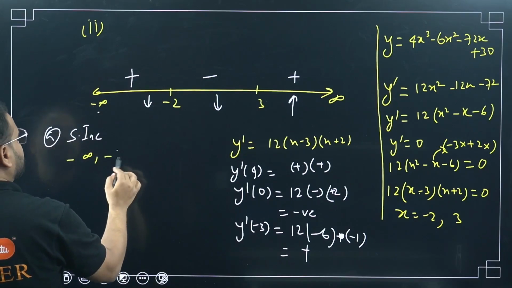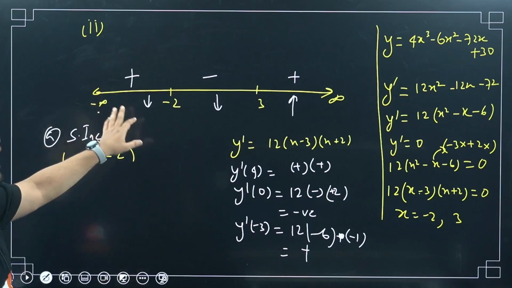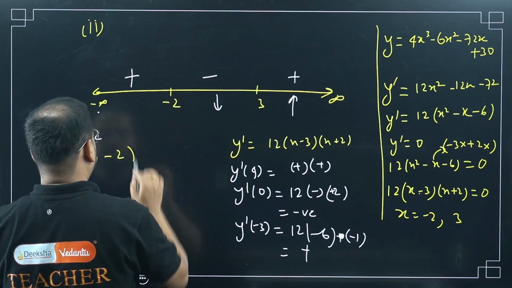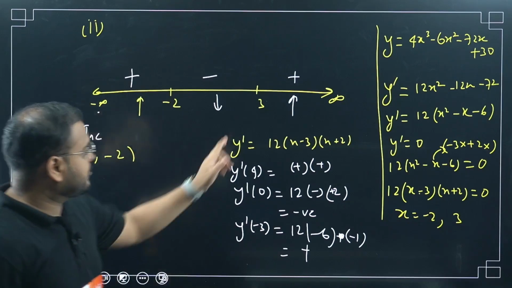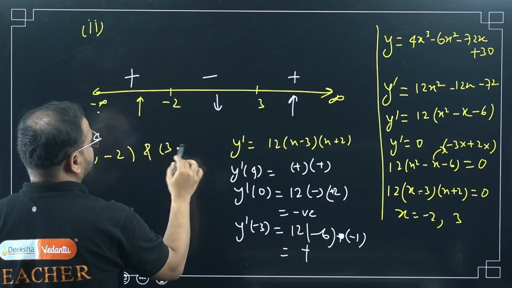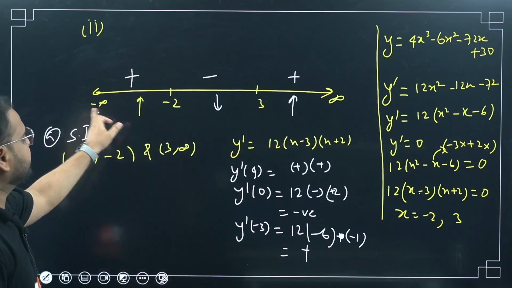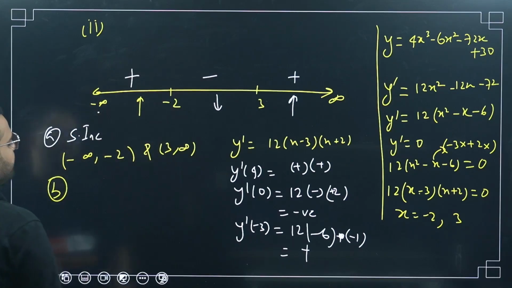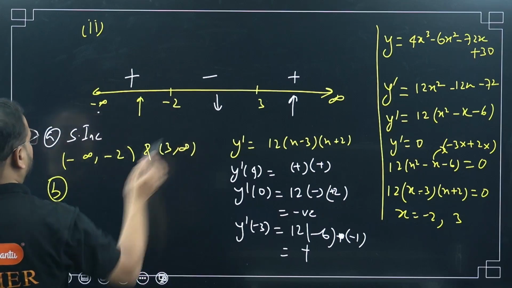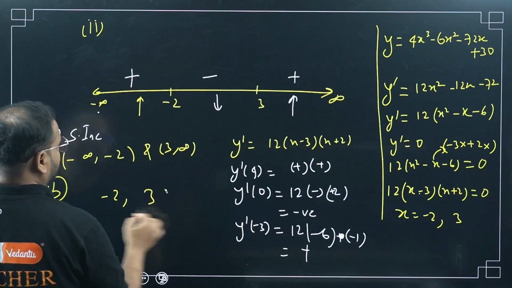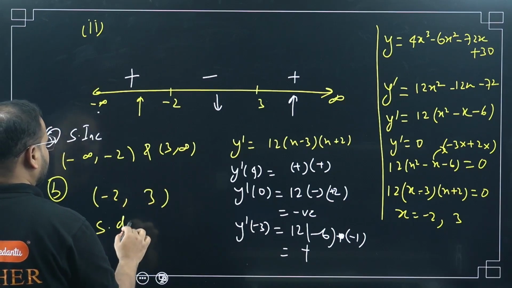This from minus 2. Okay. See here. Strictly increasing means what? Please check here. 3 to infinity. And 3 to infinity also, and this part also minus infinity to minus 2. This is also strictly increasing, and for strictly decreasing what we have, B part, please check, minus 2 to 3. This is my strictly decreasing part.